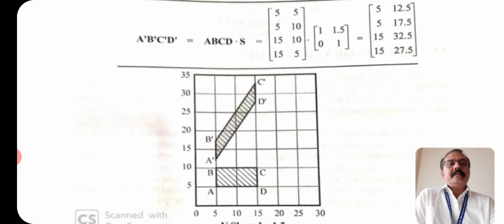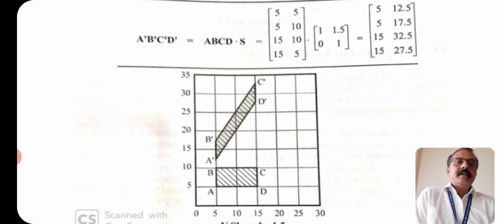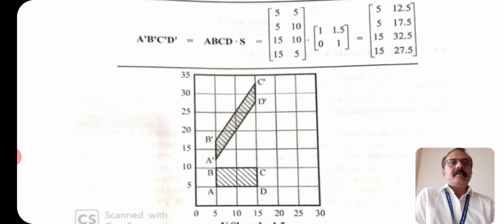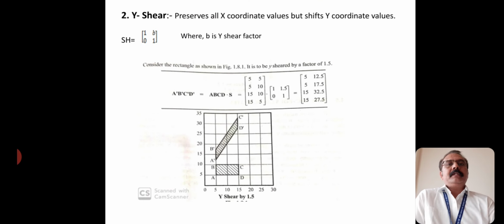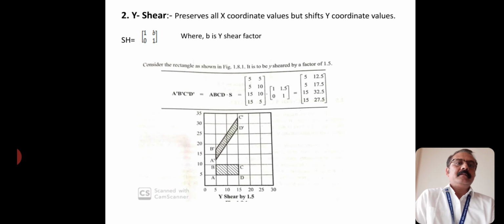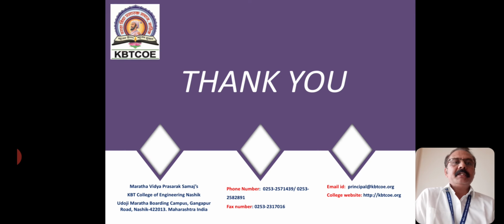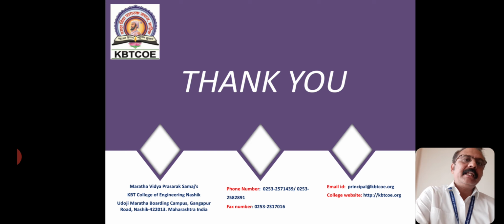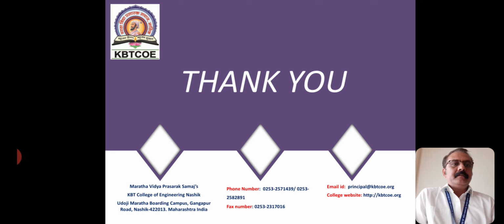And graphically, the result is shown here. The original rectangle ABCD is lowermost and uppermost is the sheared rectangle A dash, B dash, C dash, D dash. It becomes slant. This is all about the remaining three geometric transformations, that is shearing, reflection and scaling. Thank you very much.